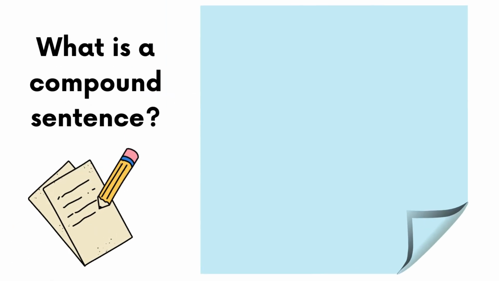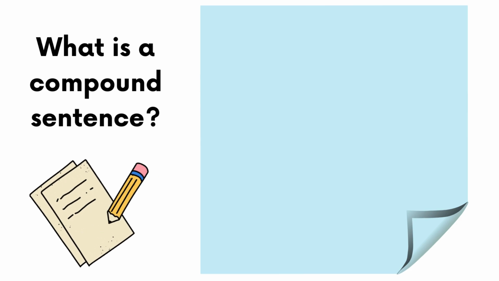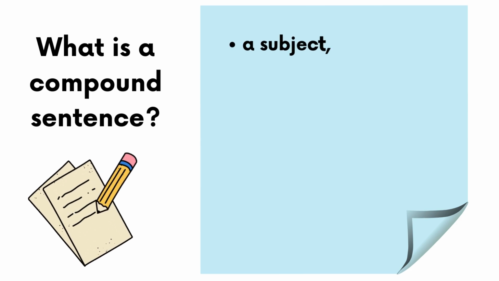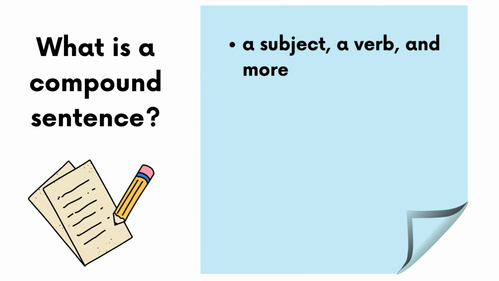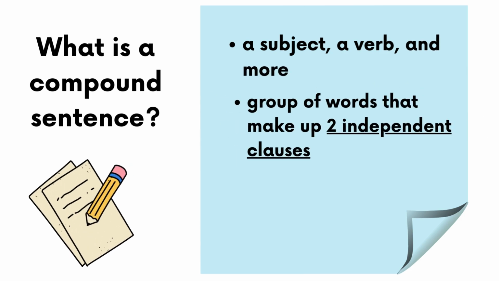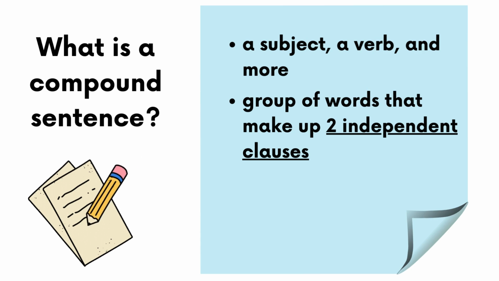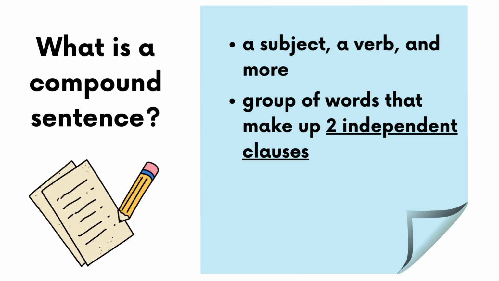Now, let's look at compound sentences. A compound sentence has a subject, a verb, and also more subjects and verbs. It's basically a group of words that make up 2 independent clauses. So 2 clauses that can stand alone, but they're together in one sentence.